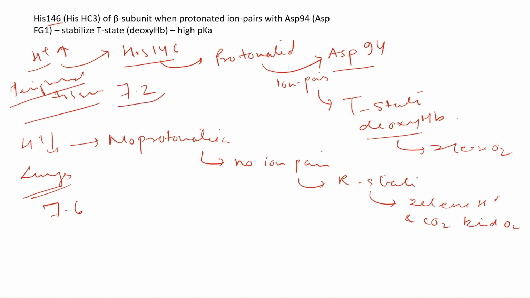7.2. So less pH means more of H plus. More of H plus means protonation, ion pair formation, and T state stabilization. More pH means less of H plus. Less H plus means no protonation, no ion pair, and R state will be stabilized. That means it will bind oxygen and release carbon dioxide and H plus.